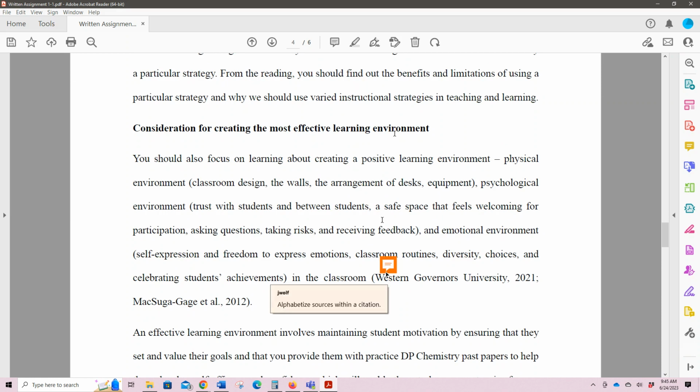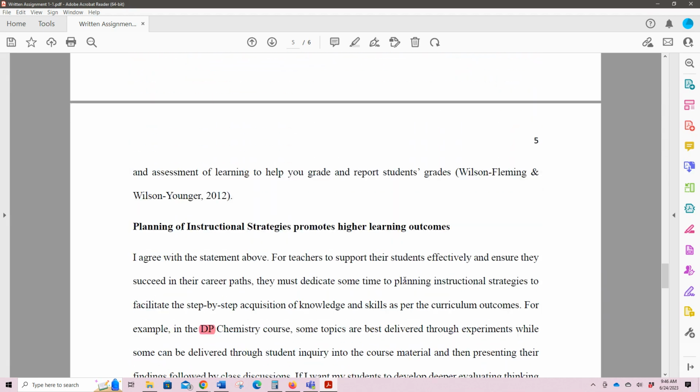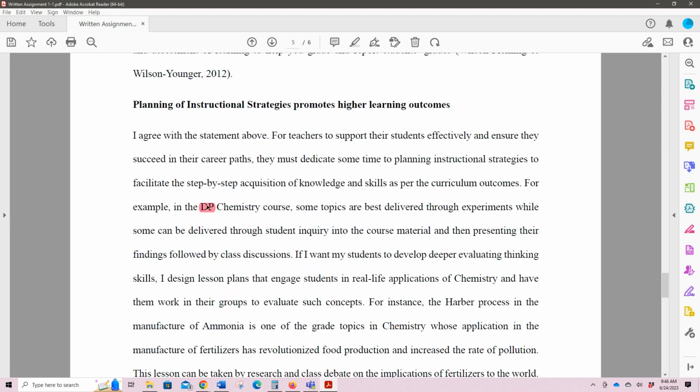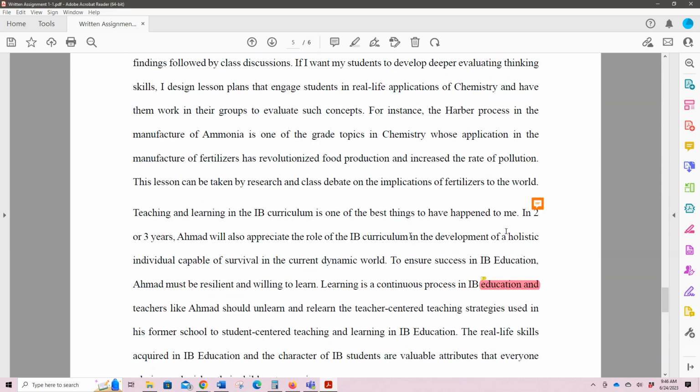Okay, here, when you have more than one source within an in-text citation, the sources should be alphabetized. So Matsuga should come before Western governors. Otherwise, this is done correctly. Okay. There's another example, DP, what is that?